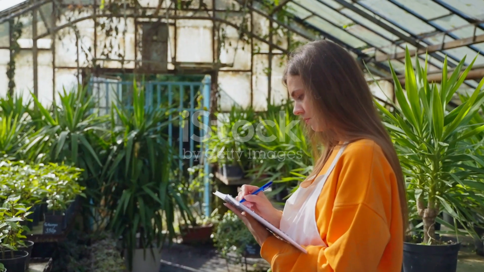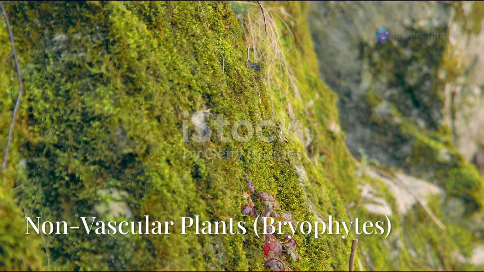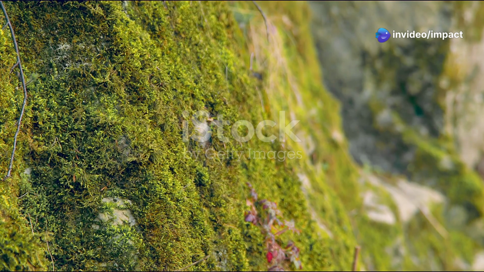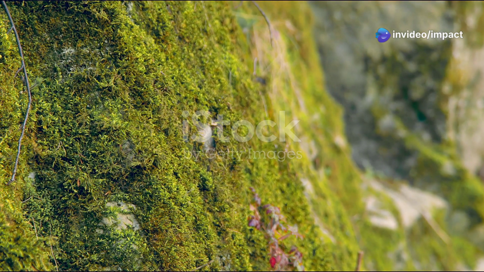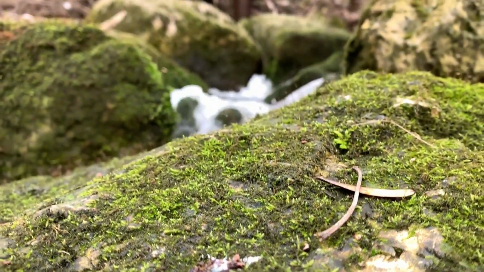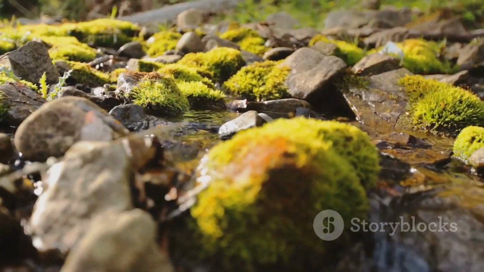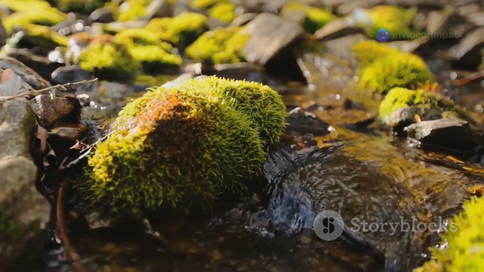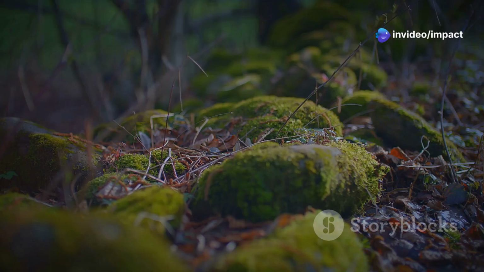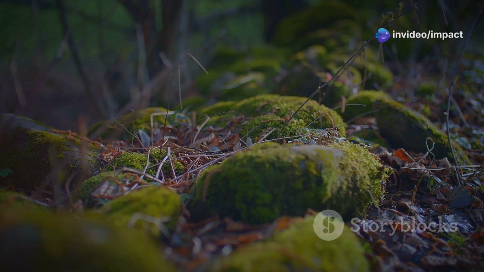Now, let's classify plants based on these features. Group 1, non-vascular plants, also known as bryophytes. These are the simplest land plants. They lack true roots, stems, leaves, and vascular tissue. They need moist environments because their sperm cells need water to swim to the egg. The gametophyte is the dominant generation. Examples include mosses, liverworts, and hornworts.